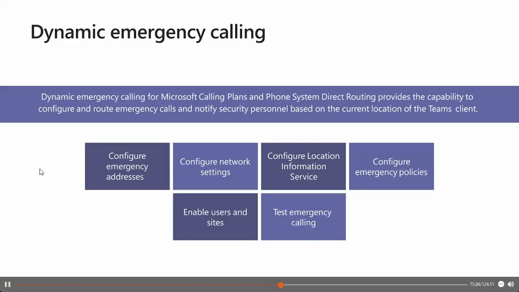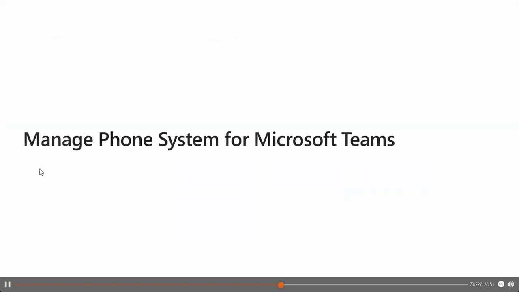So when the Teams client makes an emergency call, the emergency location is conveyed to the PSTN network. For direct routing, you need to configure the session border controller to send the emergency calls to the ERS provider or configure the SBC alien application. So in the next section of this module, we go through the management of the phone system for Microsoft Teams itself.